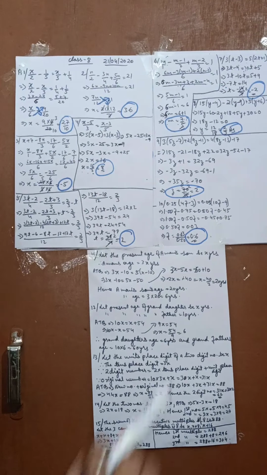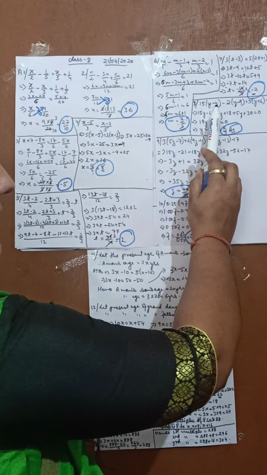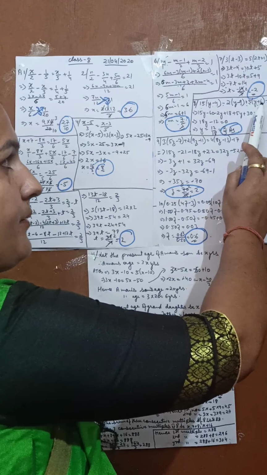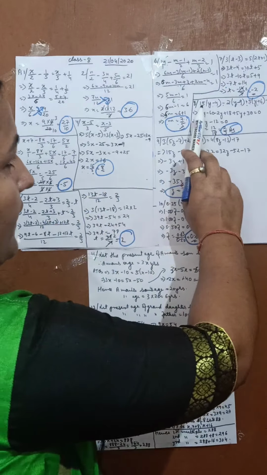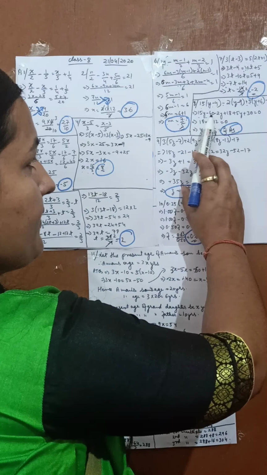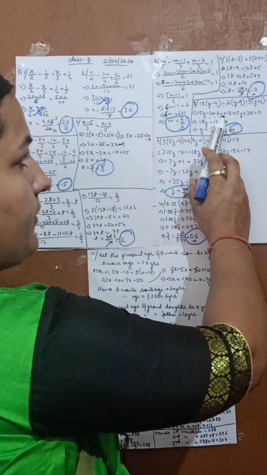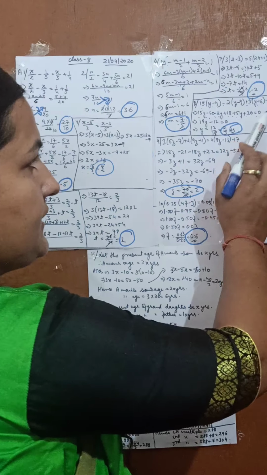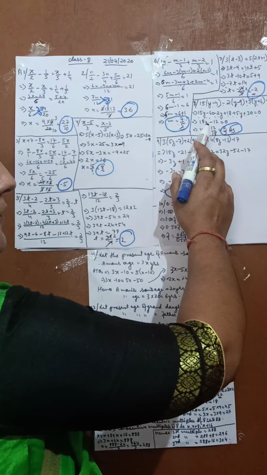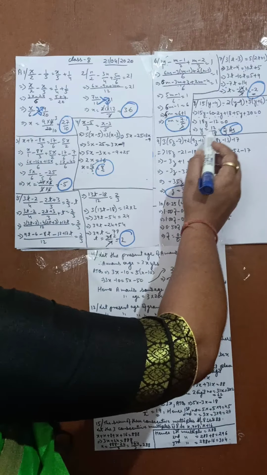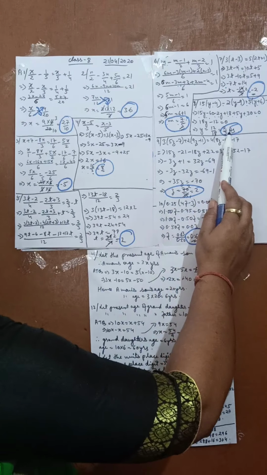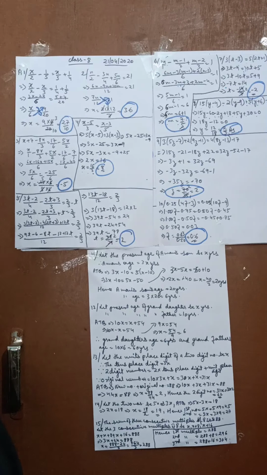Number 8 is 15 into y minus 4 minus 2 into y minus 9 plus 5 into y plus 6 is equal to 0. So here also we will open the bracket by multiplying the numbers. So it becomes 15y minus 60 minus 2y plus 18 plus 5y plus 30 is equal to 0. So we will solve the values of y. We will get 18y minus 12 is equal to 0. So y is equal to 12 by 18, that is 2 by 3. So the answer of question number 8 is y is equal to 2 by 3. So let's move to question number 9.